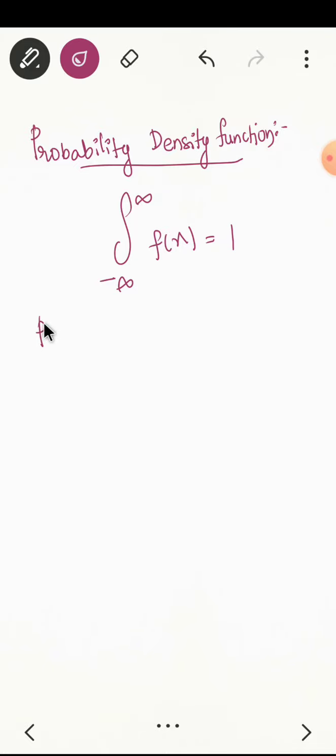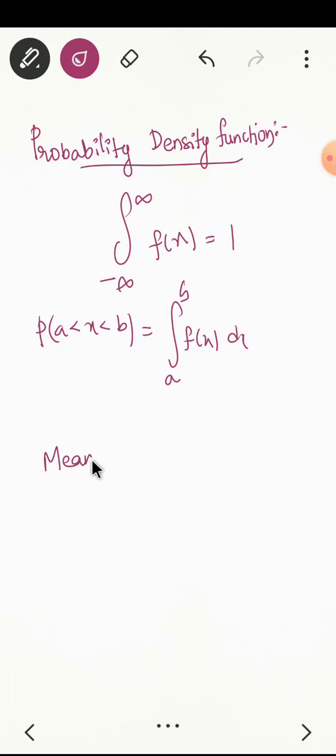And here you should remember many formulas. The probability of a less than x less than b can be written as the integral from a to b of f of x dx. Then the mean can be written as E of x, which is the summation of x into p of x, and that is also sometimes designated as mu.